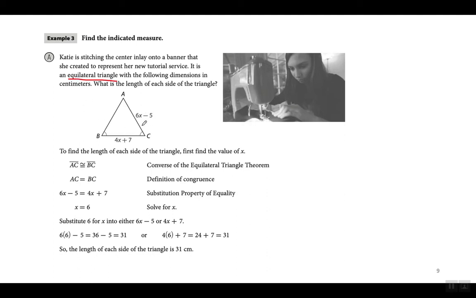Right? If it's an equilateral triangle, all 3 sides are congruent. So that means that this side has to be equal to this side. That's how they set up their problem right here.